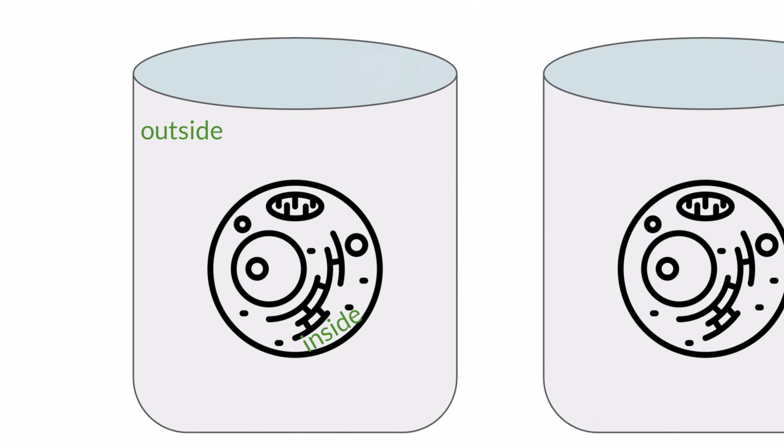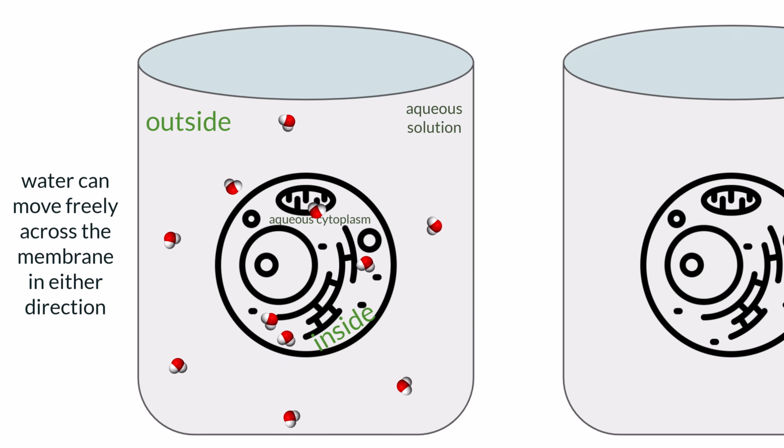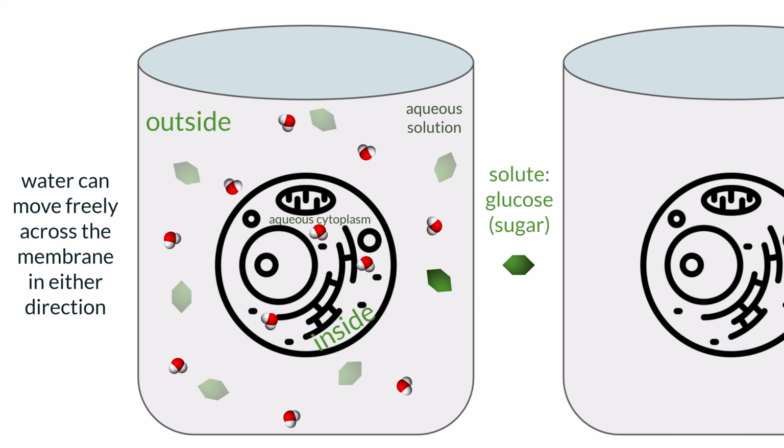Let's say that our cell is in an aqueous solution which contains water, and also has an aqueous cytoplasm within the membrane, which contains water, as all cells do. As we have already learned about the cell membrane, water can freely move in and out of the cell through the membrane via simple diffusion. Now let's say we have one solute, call it sugar, that cannot move across the membrane, and this is in a high concentration outside of the cell.